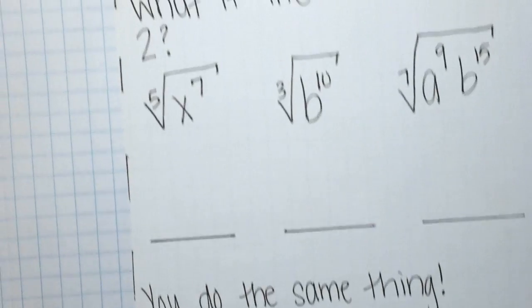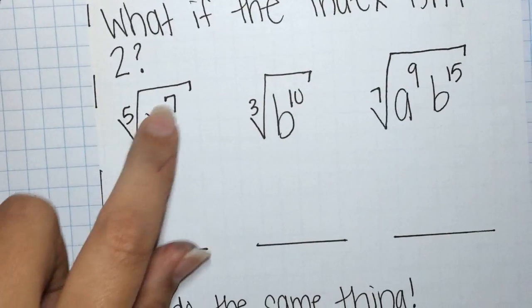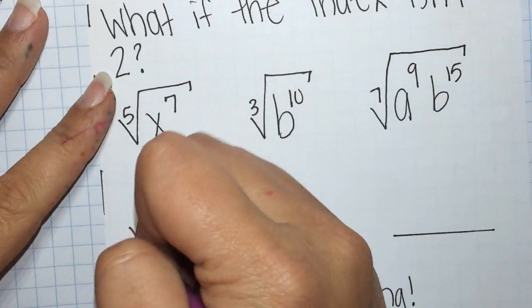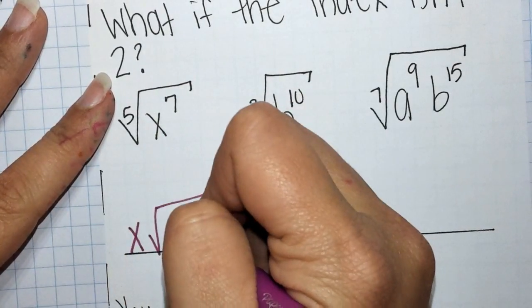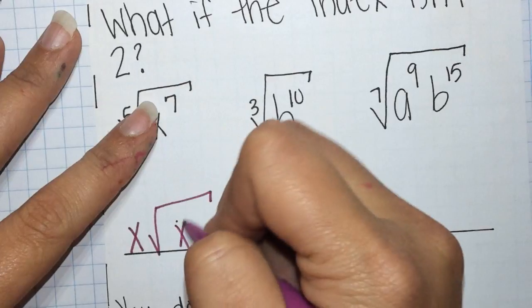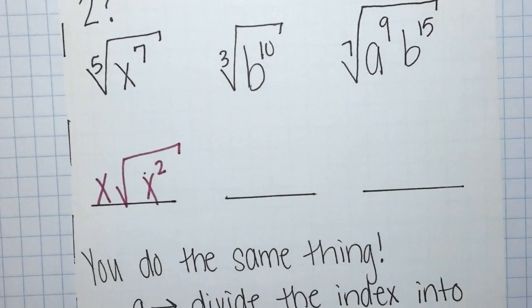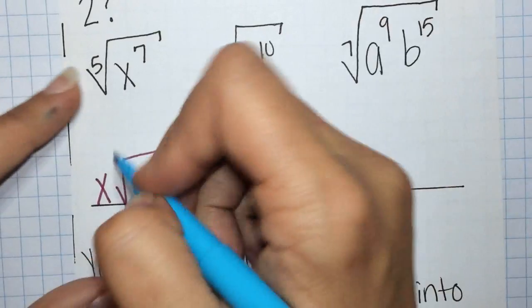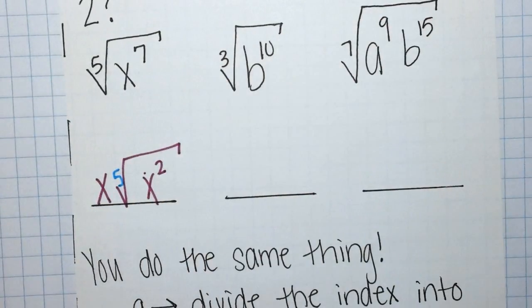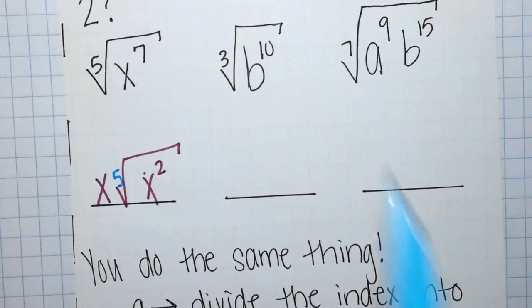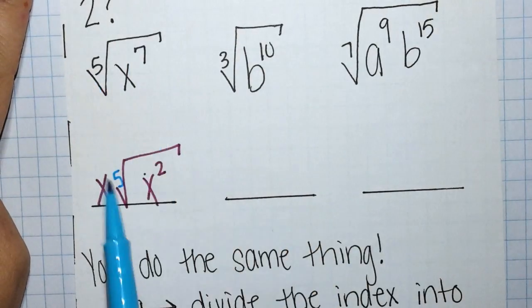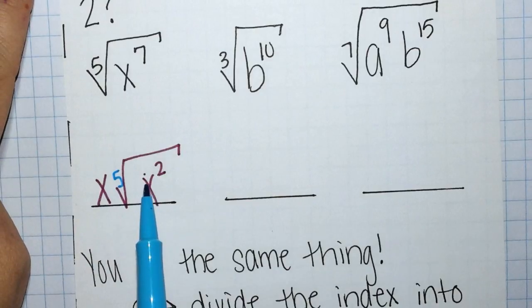So, let's look at our 5. Who can tell me how many times 5 goes into 7? 1. And how many would be left over? 2. Good. Now, do we need to bring this 5 down into our radical? Yes. Always bring it down. Does everybody see what I did? Now, let's walk through it again, just to make sure. 5 goes into 7 1 time with 2 left over.